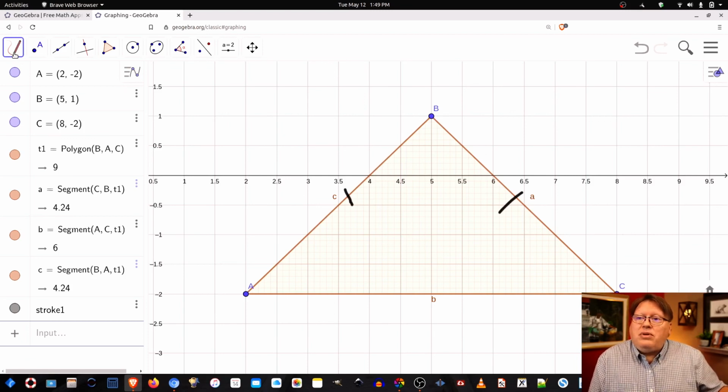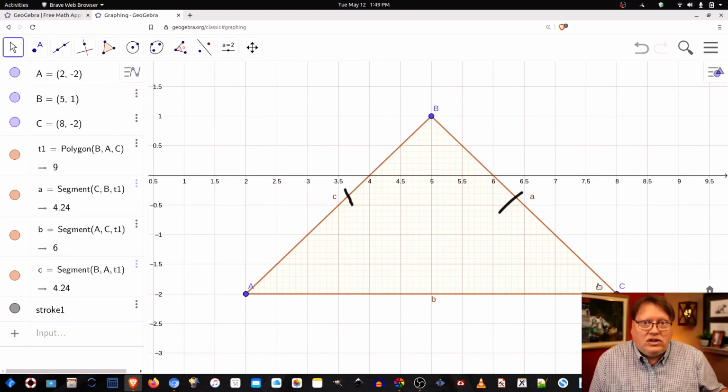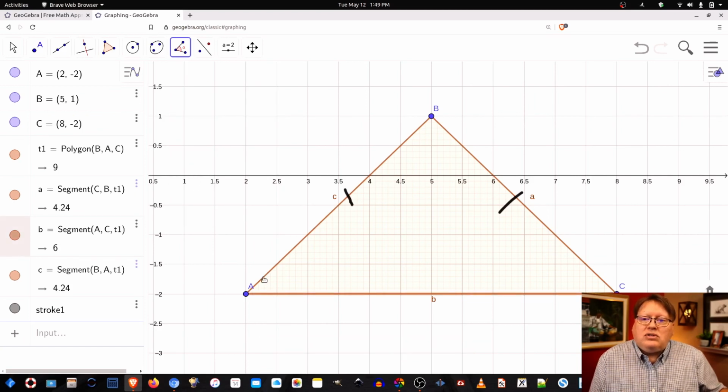And I want to come over here and click back on pointer. And so I can tell you indeed that this is an isosceles triangle, but is it any other type of triangle, any other characteristic that makes it special? Well, we have to do our analysis for that. So we want to look at our angle measures. So we're going to come over here and we're going to click on angle. And we're going to go counterclockwise.